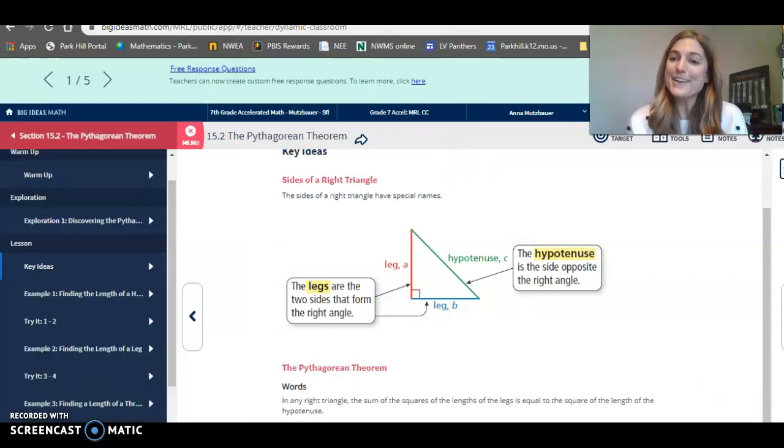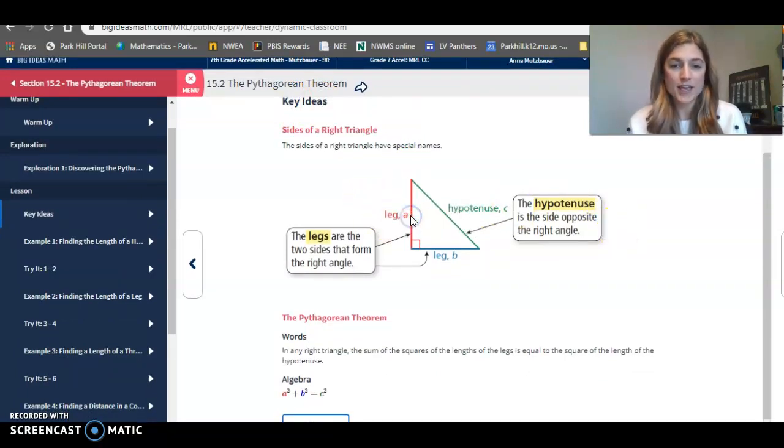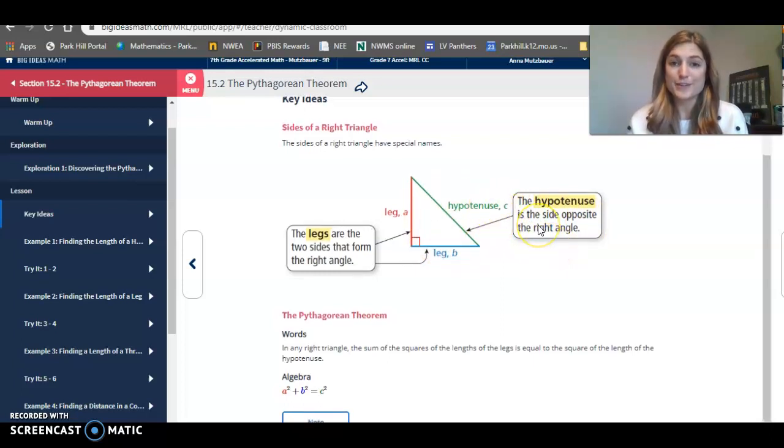If you skip this slide, you are probably going to struggle a little bit. You need to know all the ins and outs of this key idea slide. This is talking about legs, A, which is represented by A, another leg that's represented by B, and then the hypotenuse. That's a new word for you guys. That is the side opposite of the right angle of this triangle, and that's called the hypotenuse, represented with the letter C.